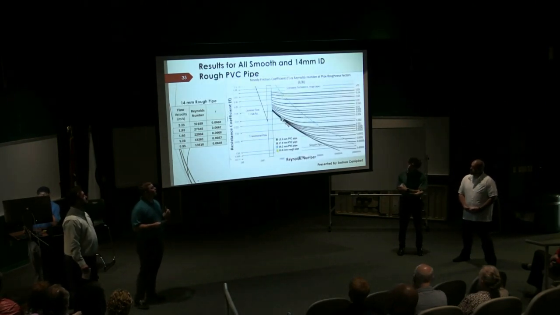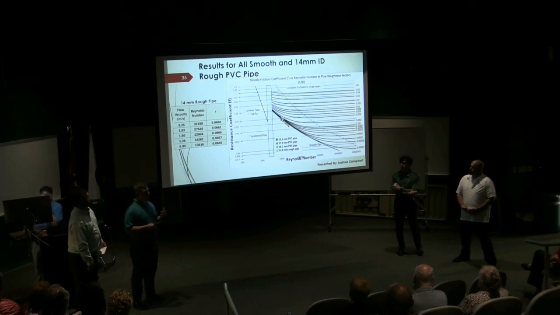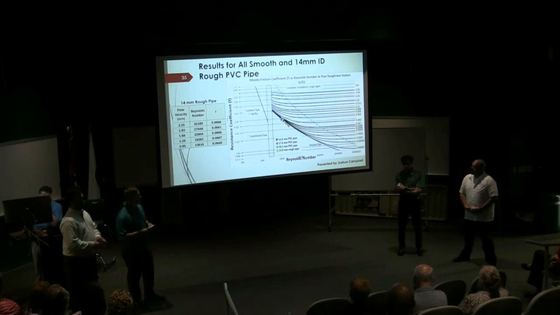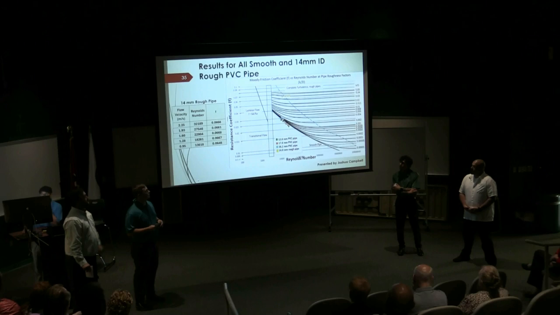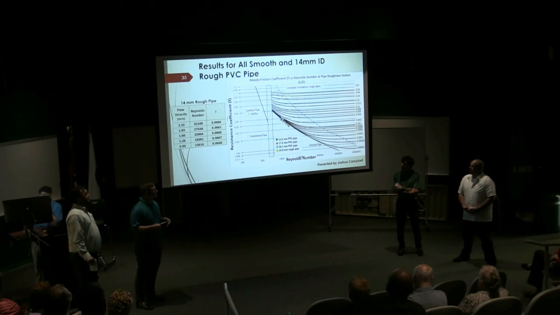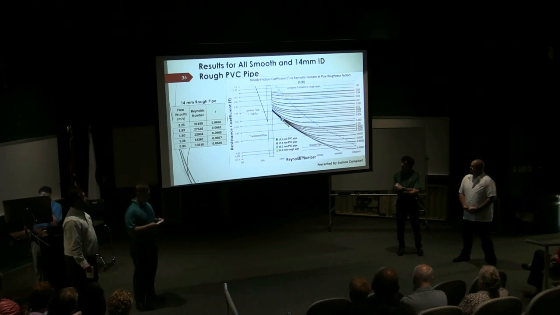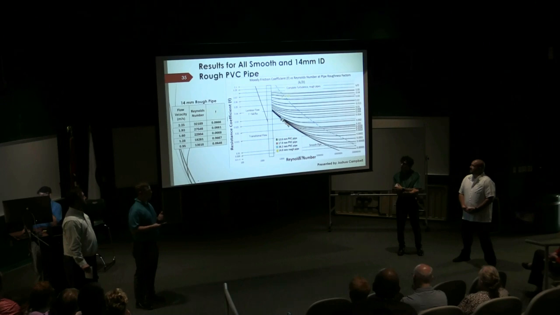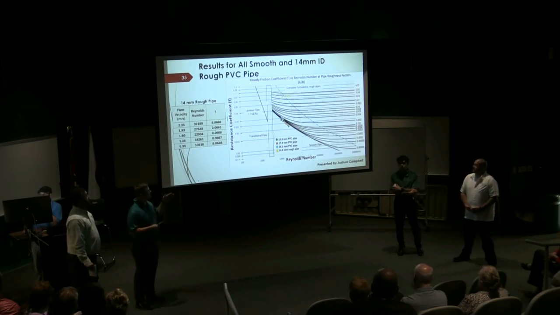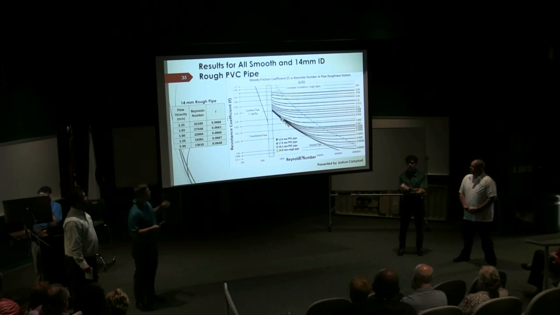Now, for the 14 millimeter pipe, we had something a little bit different. This was actually a predetermined rough pipe. We can see over here on the graph, plotted by the yellow dots, that we have a roughness factor of 0.35 to 0.4, and we also have the smaller pipes plotted down below as well.